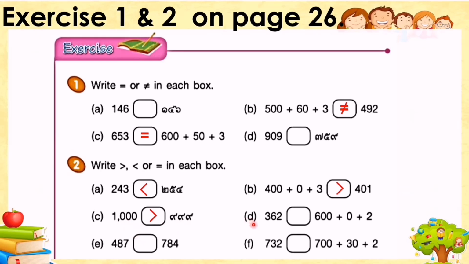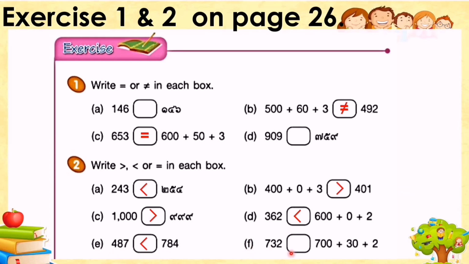Letter D, 362. If you will compare to 600 plus 0 plus 2, that is 602. The number 602 is the greater number. You will use the less than symbol. Okay. Letter E, 487 and 784. Okay, the answer here is the more than symbol.